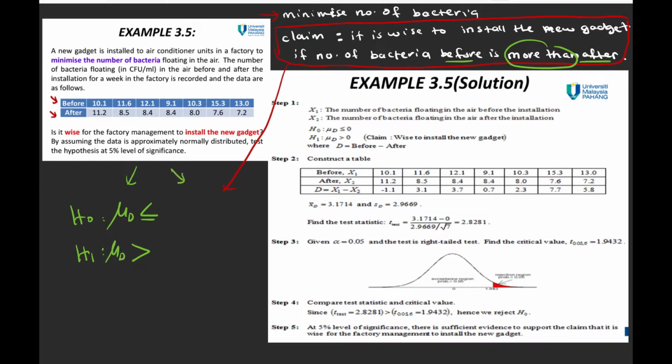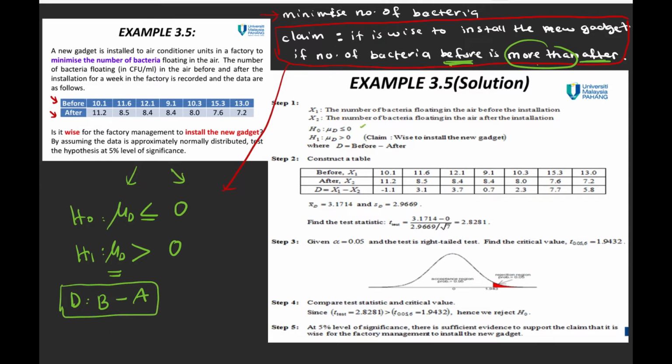So how about the right hand side? Mu D. D is before, more than, after. Before mentioned first, so before minus after, where your capital D is before minus after. So how about the mu naught here? Mu naught here is equal to 0. So D is before minus after. So that's what we got here.